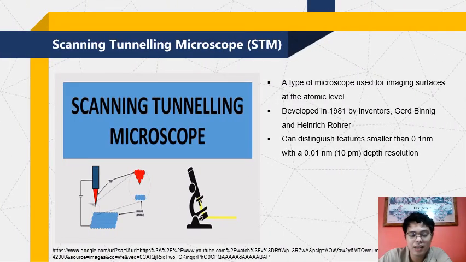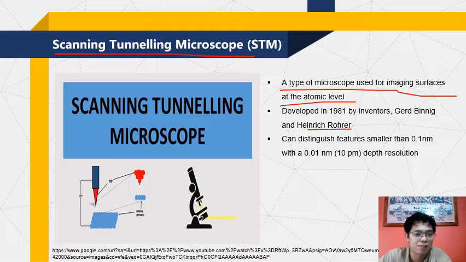Next to the atomic force microscope, we have the scanning tunneling microscope or the STM. It's a type of microscope used for imaging surfaces at the atomic level. And it was developed in 1981 by inventors Gerd Binnig and Heinrich Rohrer. It can distinguish small features smaller than 0.1 nanometer with a 0.01 nanometer depth resolution. So this one.